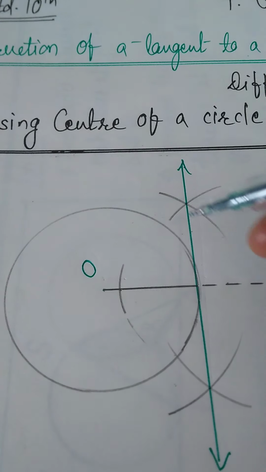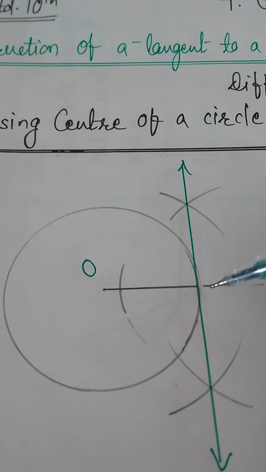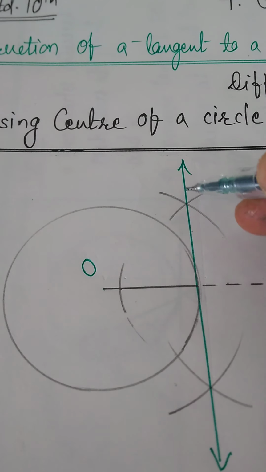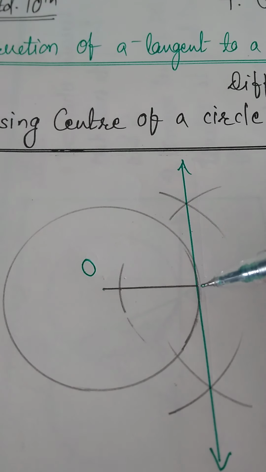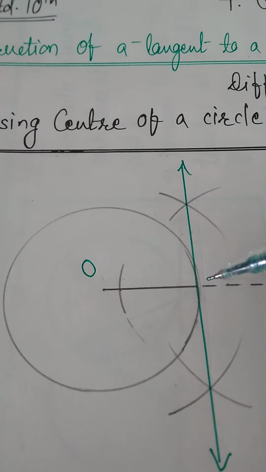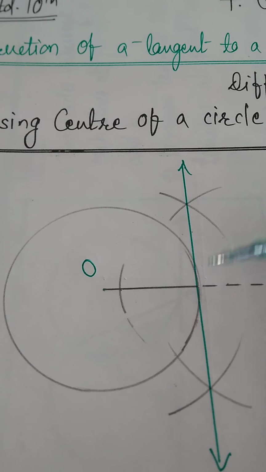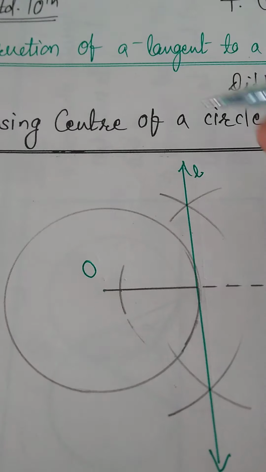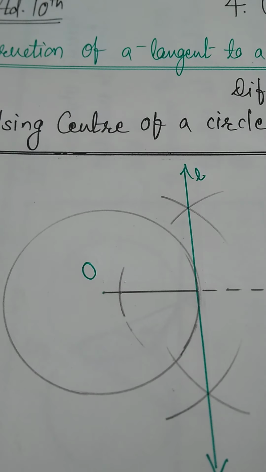So there is a formation of a tangent. It means there is a common point between a line and a point which lies on the circumference of a circle. So there is a formation of this tangent using the center of the circle.